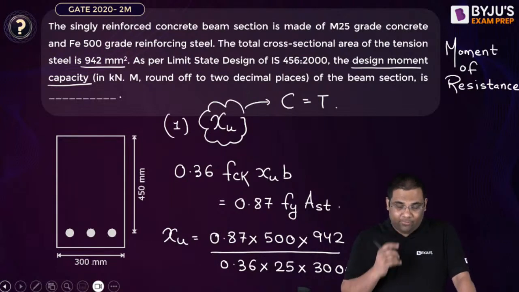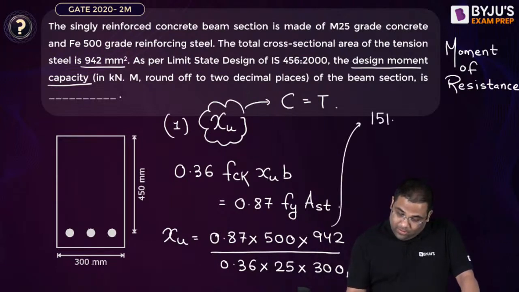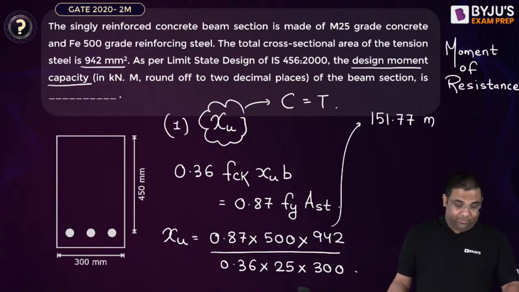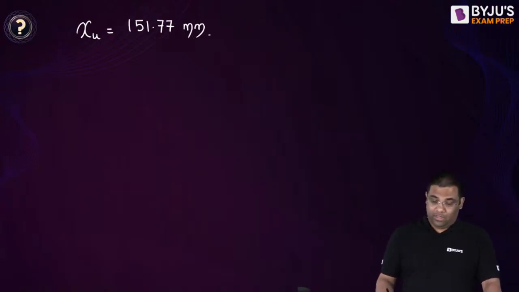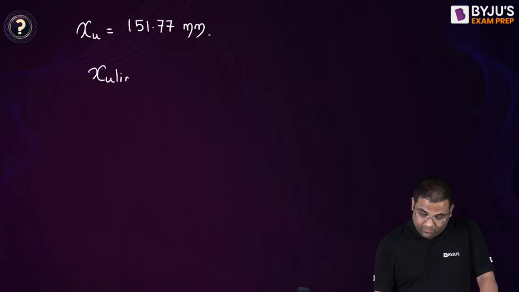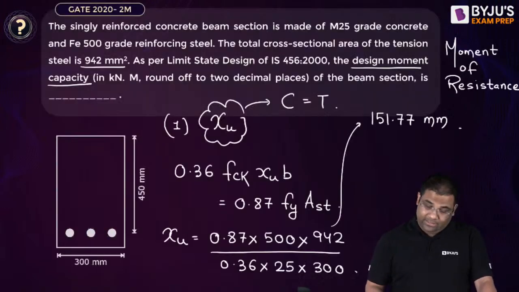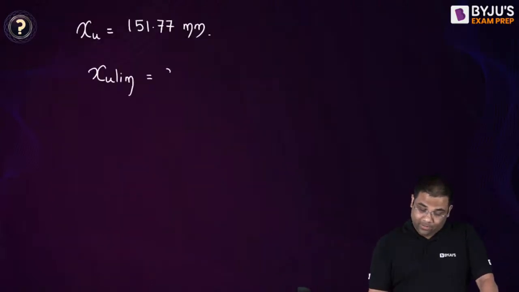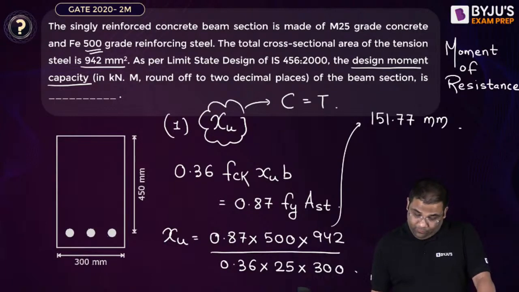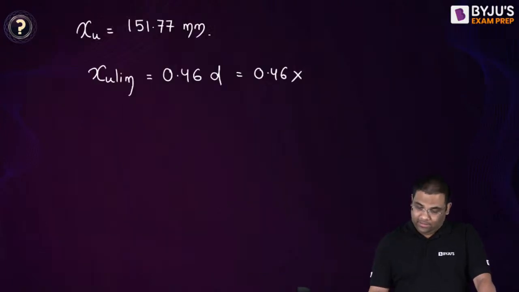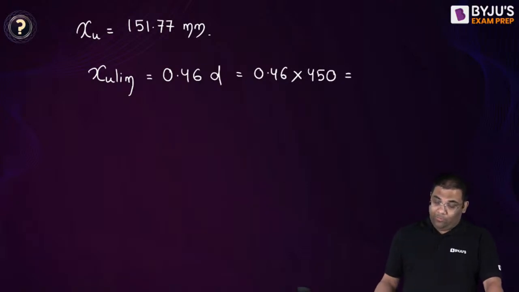How much are you getting? 151.77 is coming. Okay, it is giving 151.77, so XU you are getting 151. Now what we will do, XU limiting is how much? You see the grade of steel is given Fe 500, so it is 0.46d, right? So 0.46, effective depth is given how much? It is given 450, this is the given effective depth. How much are you getting, 0.46 into 450?